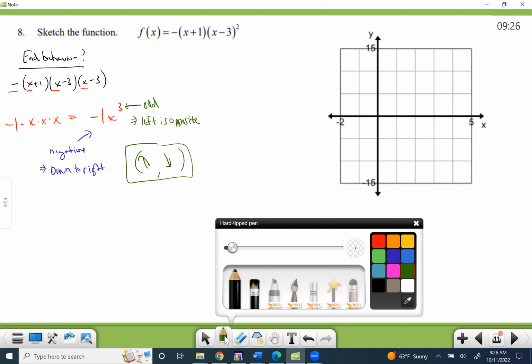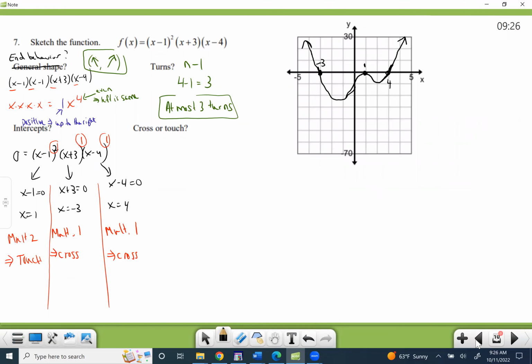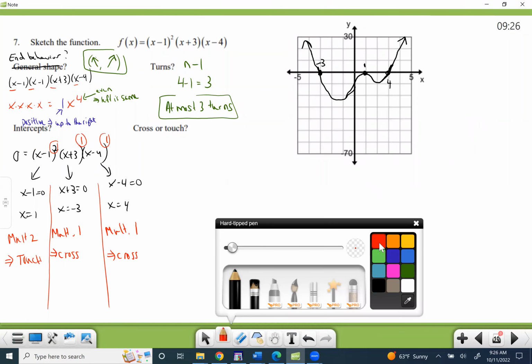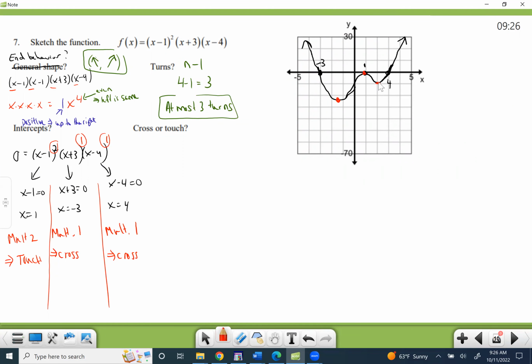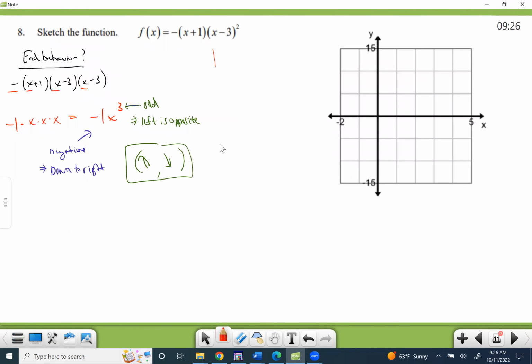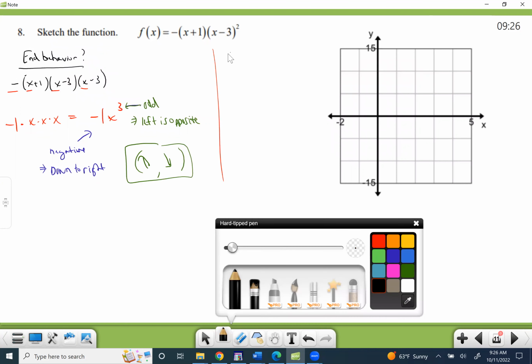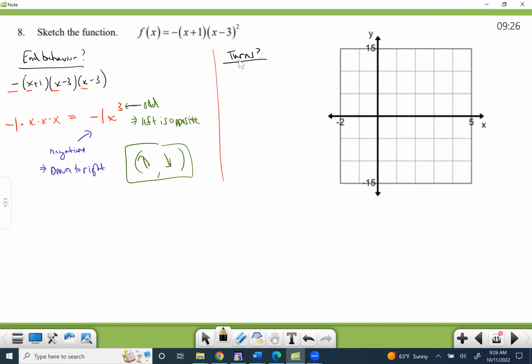Okay, let's go in here. What was the next thing we had to get? The turns, right? I forgot to harp on the turns. If you look at how many turns we had, we said at most 3. Well, there's a turn, and there's the turn. So spot on with the turns, right? If we do n minus 1 to get the turns, our highest exponent was 3. So 3 minus 1 equals 2. So at most 2 turns.